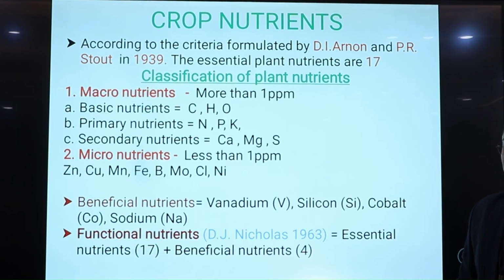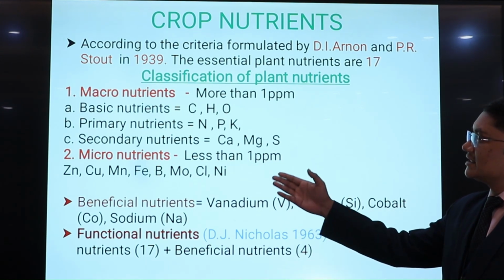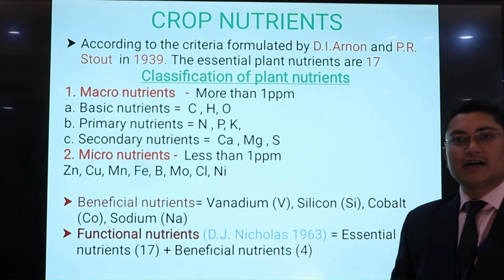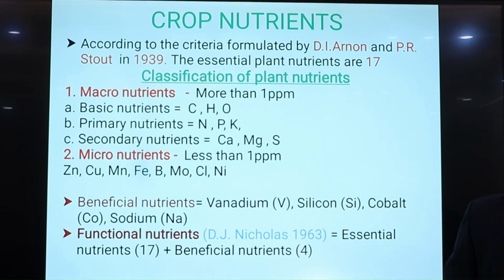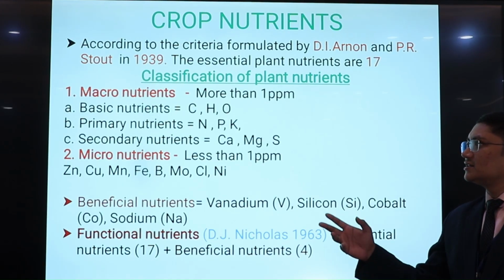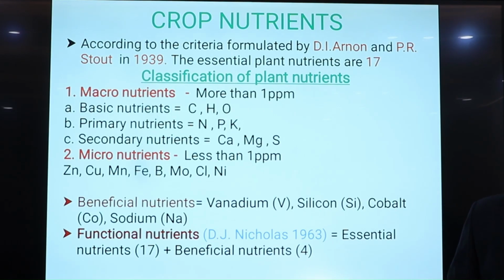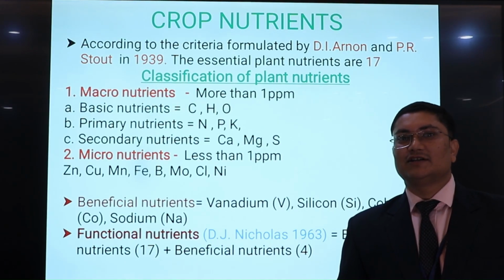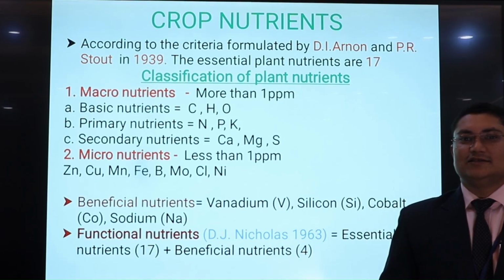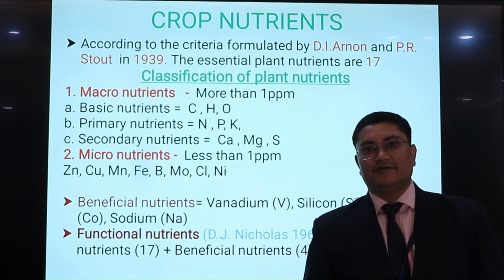So in 1939, D.I. Arnon and P.R. Stout discovered the criteria of essentiality and basically divided the nutrients into the categories macro and micro. In macro, there are three categories: basic nutrients, primary nutrients and secondary nutrients. Basic nutrients are carbon, hydrogen and oxygen. Plants generally get these from nature. We do not need to provide them artificially.